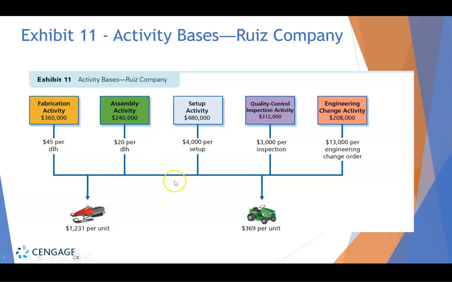So you see, for the snowmobile, we've got the overhead costs, and for the riding mower, we've got the overhead cost.